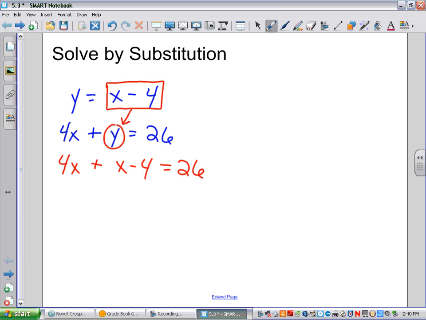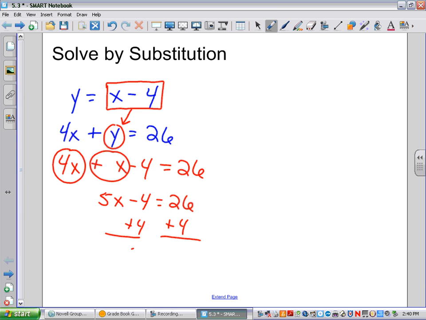Now solve that for x. Well, this 4x and this plus x, that makes a 5x minus 4 is 26. Let's keep solving. Add 4 to both sides. That gives me 5x equals 30. Divide by 5, and x then equals 6. 30 divided by 5 is 6.